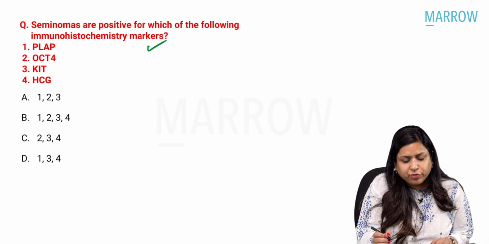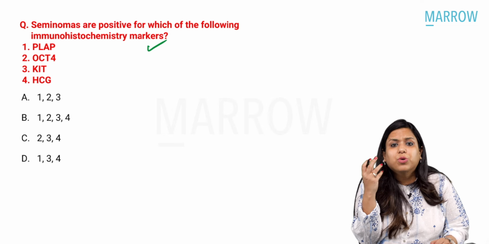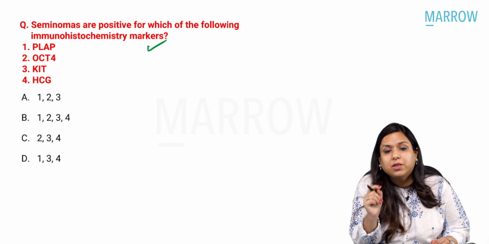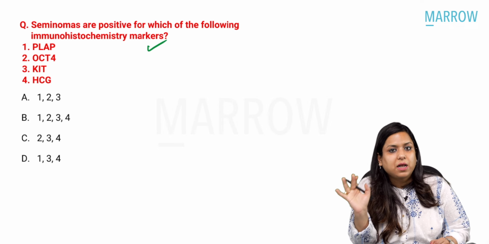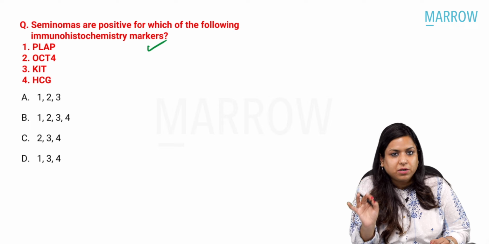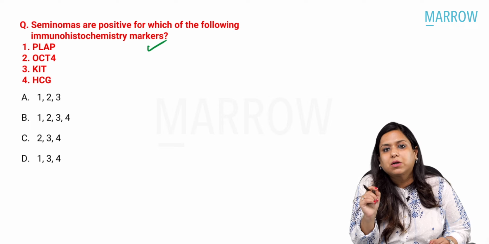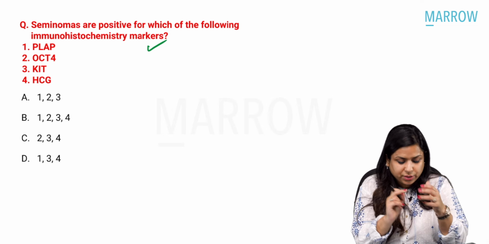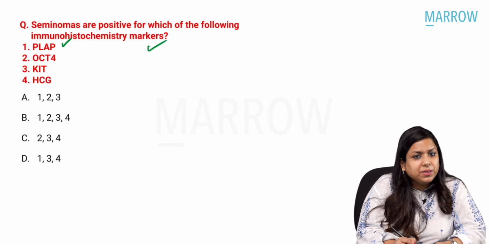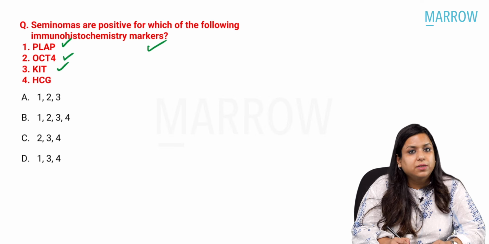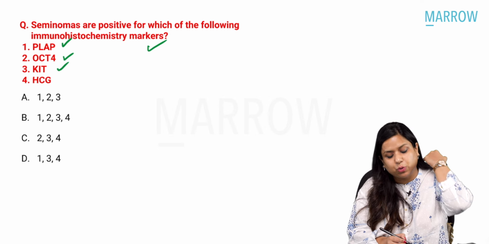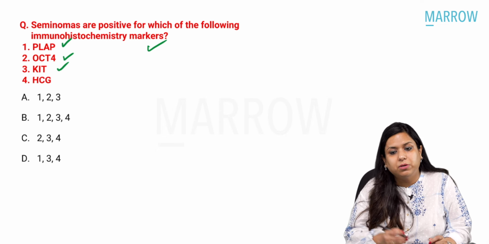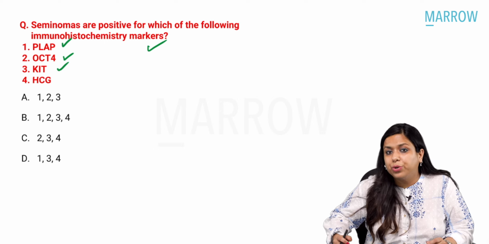Seminomas are positive for which of the following immunohistochemical markers? Students got confused in this question also. Remember when I told you about seminoma, students, I told you they are positive for PLAP, placental alkaline phosphatase, one of the favorite markers which the examiner asks. But some of the latest markers which are seen in seminoma are OCT3/4, NANOG, right? They are also there. C-KIT. So PLAP is there, OCT4 is there, C-KIT is there. These are the other markers which are seen in seminoma. HCG can also be rarely increased, but not that popularly. HCG will increase more commonly in choriocarcinoma.